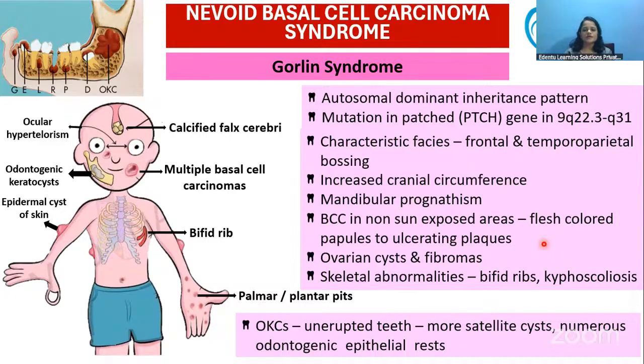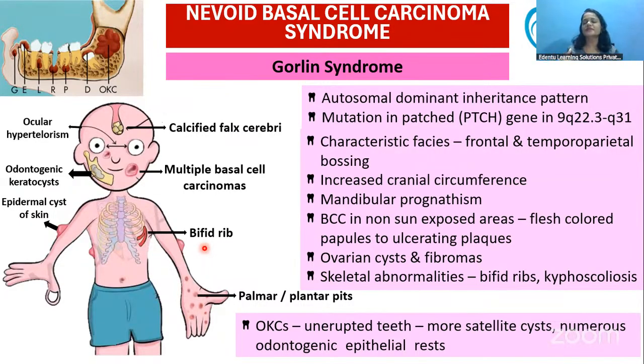Okay, so in this syndrome, you will be able to see characteristic facial appearances: frontal and temporoparietal bossing, mandibular prognathism, and the cranial circumference will usually be increased. Multiple basal cell carcinomas can be there, and multiple OKCs will also be there in the jaws. Ovarian cysts and fibromas are commonly seen. Skeletal abnormalities like bifid ribs and kyphoscoliosis, epidermal cysts of the skin, and palmar and plantar pits are all common features of this Gorlin syndrome.